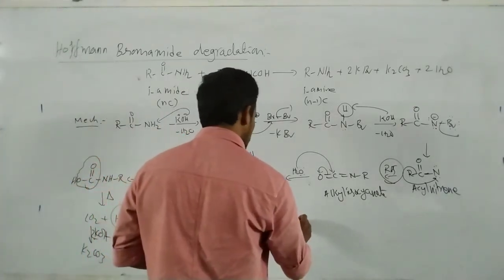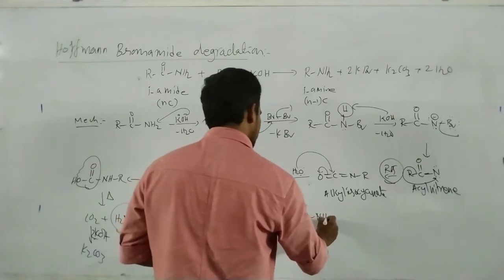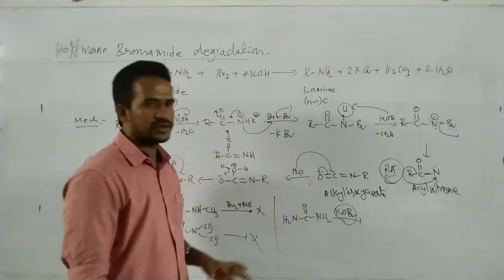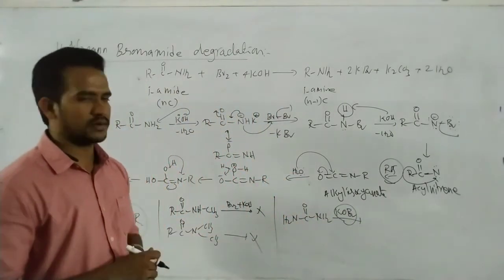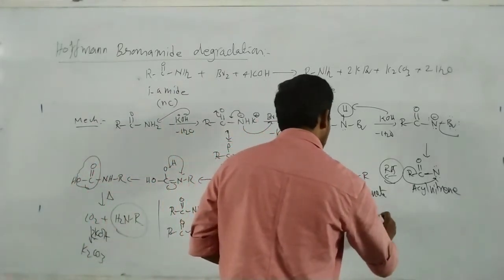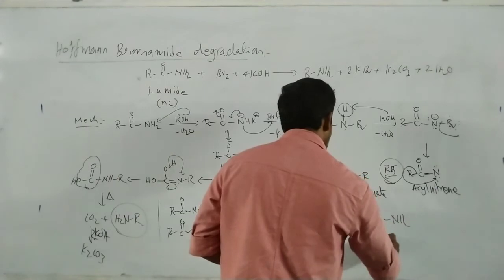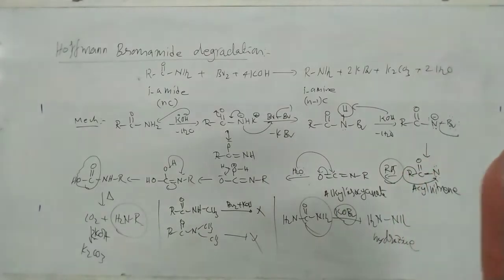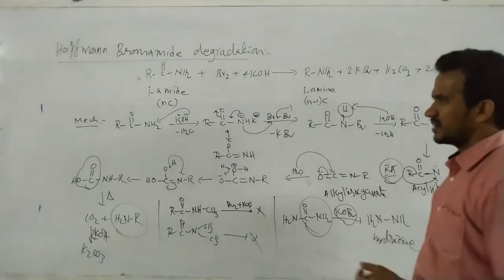Suppose urea, C double bond O NH2, this one reacts with KOBr. It is also given like this: KOH plus Br2, nothing but KOBr. So in this case, this amide group is converted to amine. So NH2 NH2, that is hydrazine, is the product. The amide group is converted to hydrazine. It is a conversion of primary amides to primary amines. This reaction you can also say is a rearrangement.